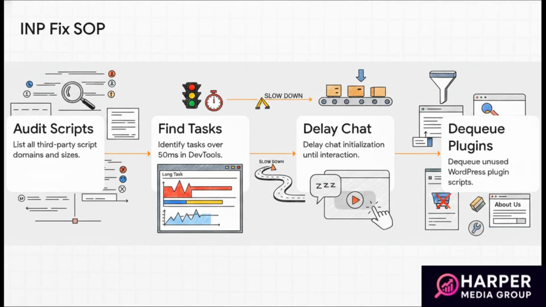To cure this INP bloat, you gotta record user interactions in the Chrome DevTools Performance panel. You're looking for those red bars, long tasks that take over 50 milliseconds to execute. Once you spot them, you delay the initialization of those heavy chat widgets, and you strip out plugin scripts from pages that don't actually use them. Like a WooCommerce cart script shouldn't be loading on your static About Us page, right?